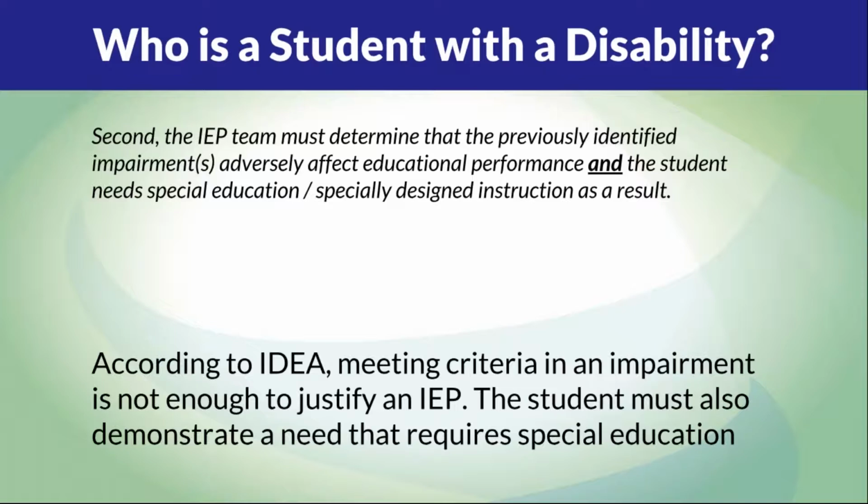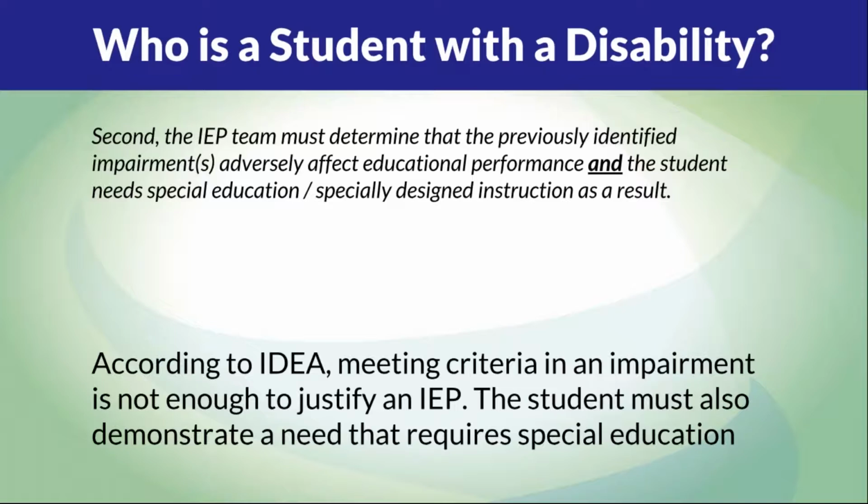In addition to having one of the impairment areas listed within the law, a person must also, as a result of that impairment, have their educational performance adversely affected to the extent that they need special education or specially designed instruction as a result. So it's not enough to just have endorsed the impairment to say, yes, this meets the criteria for a specific learning disability. The team is also determining, because of that learning disability, education is really adversely impacted to the point where it requires specially designed instruction. And we're going to talk a little bit and unpack that as we move forward.